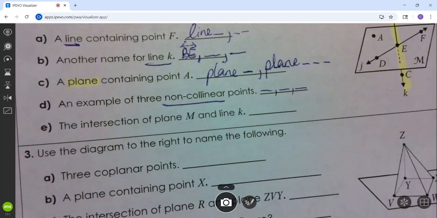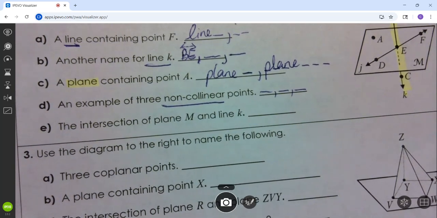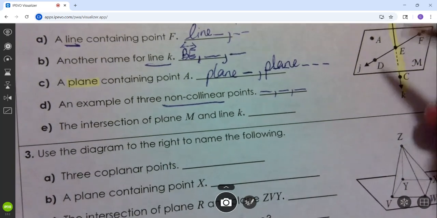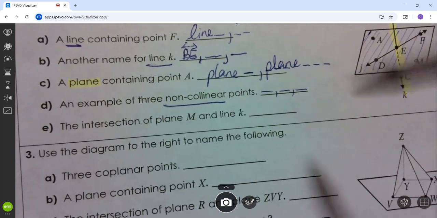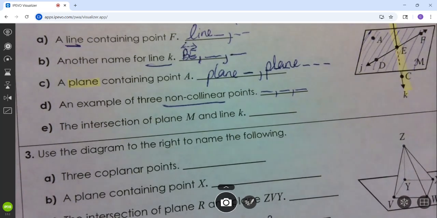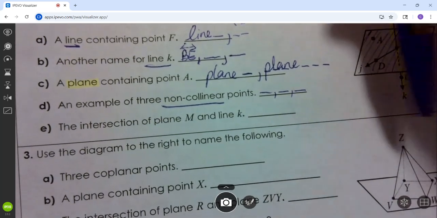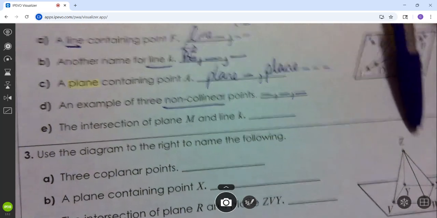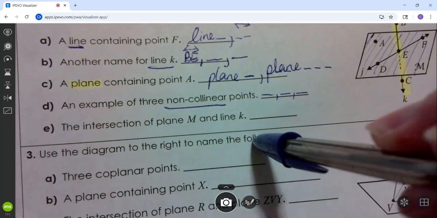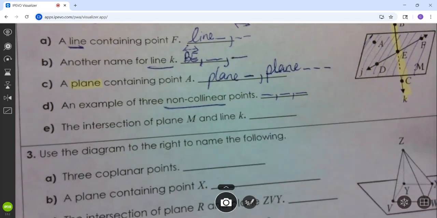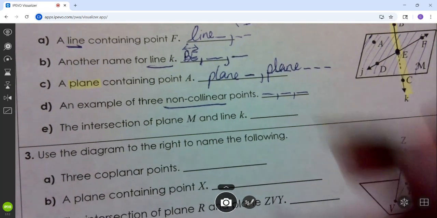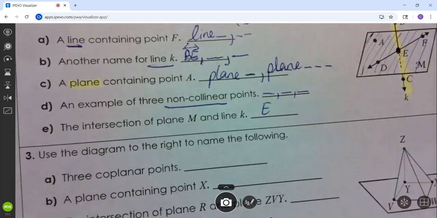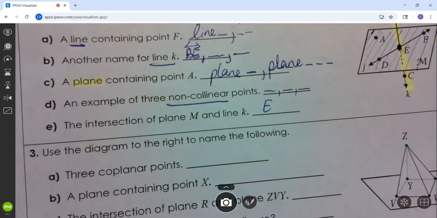The intersection of plane M and line K. Okay, so plane M is this entire piece of paper we see here. Okay, well, if you envision, like, I'm going to stick my pen through the paper, right? That's essentially what's happening right here, is that line's going through our paper, and so it's coming out the bottom. So where they intersect is a point. Okay, so remember, points are capital letters. If I see one capital letter in geometry, I know you're talking about a point. Okay.